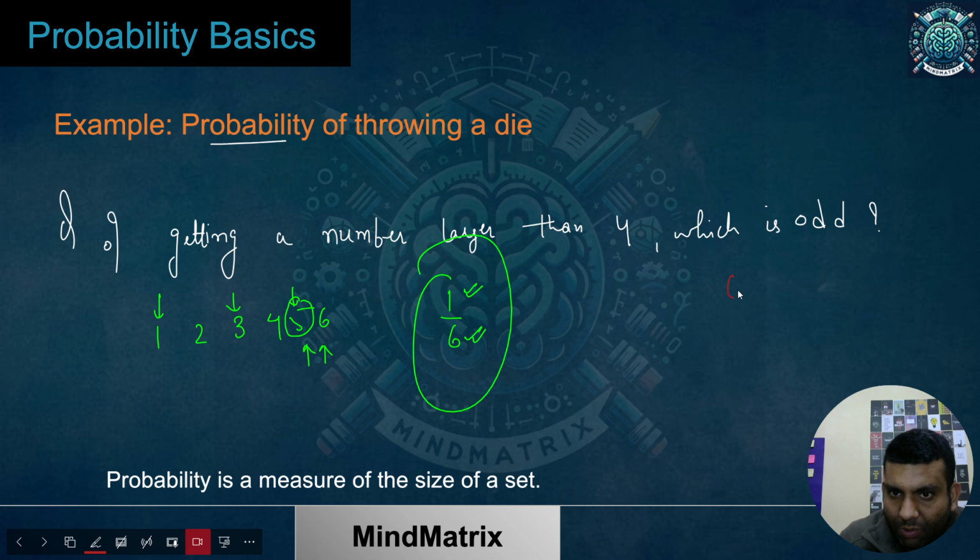So 6 over here represents the size of my sample space. We'll discuss what exactly a sample space is, but just to understand in brief right now, sample space is the total possible outcomes. That represents my sample space, and the size of the sample space is 6, because there are only six outcomes which are possible.